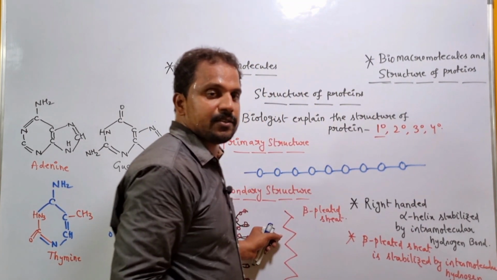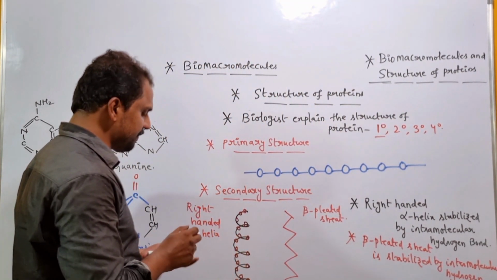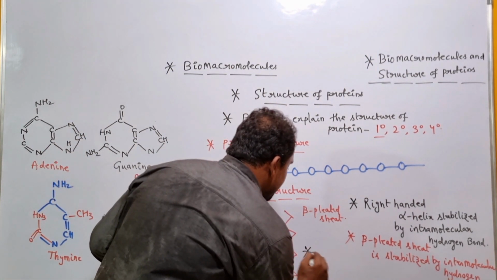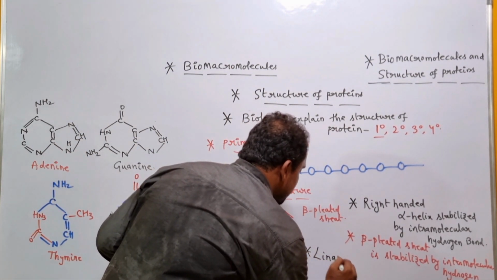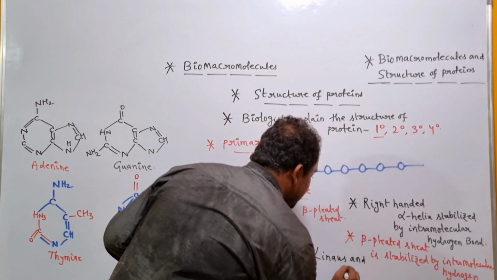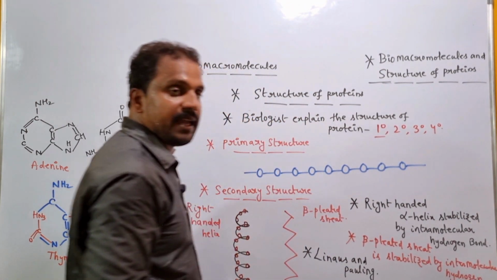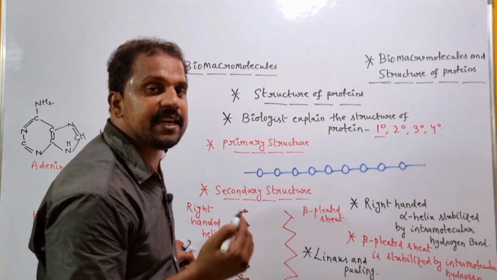Is it clear? The secondary structure was first explained by Linus Pauling. Linus Pauling, for the very first time, explained the secondary structure. And then after, we will be studying the tertiary structure.